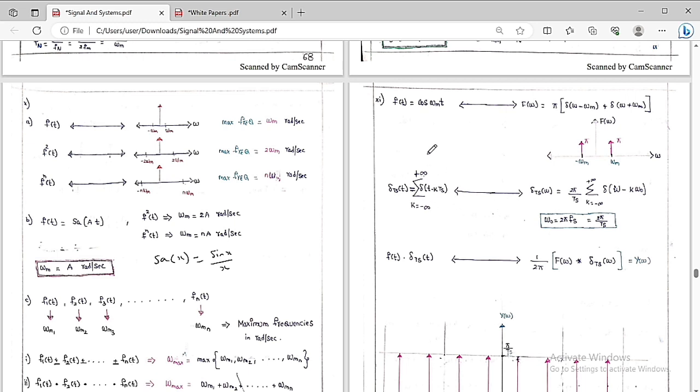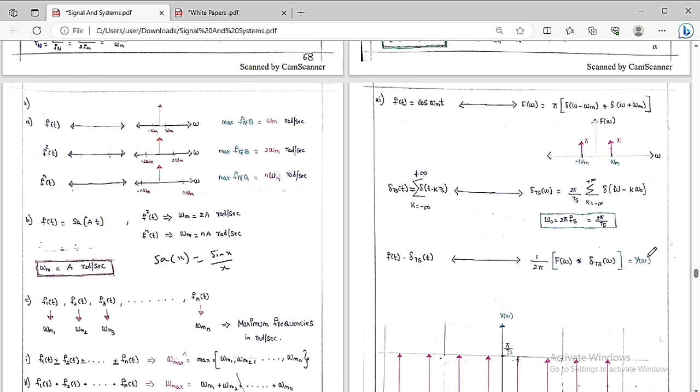So now I am going to multiply these two signals. If I multiply these two signals, then what do we get? f(t) into delta Ts(t) means the product in the time domain, which is convolution in the frequency domain: 1 by 2 pi into F(omega) convolved with delta Ts(omega), which is nothing but Y(omega), I am going to assume.